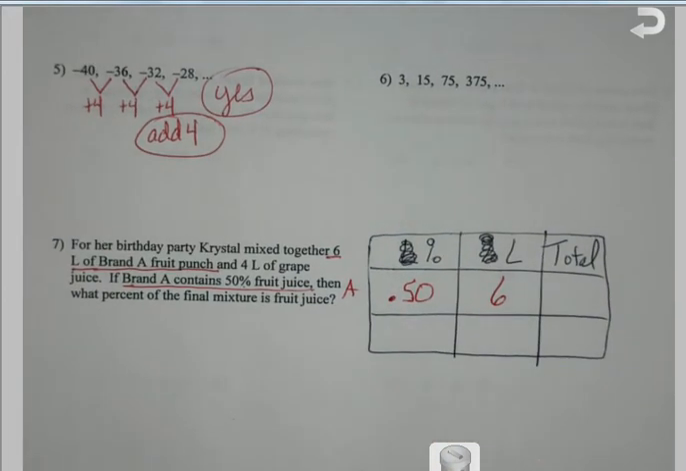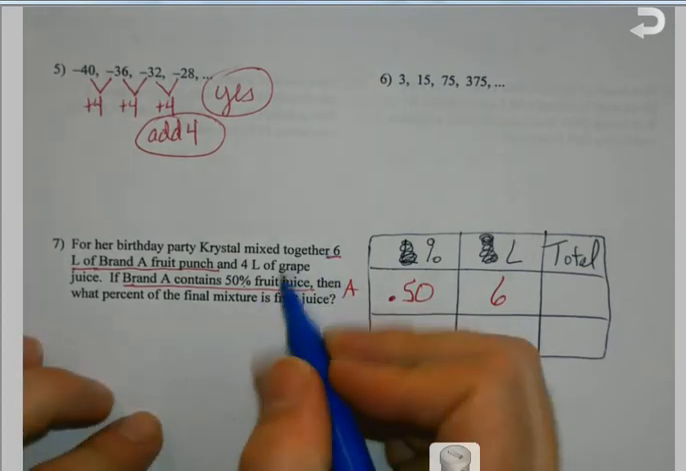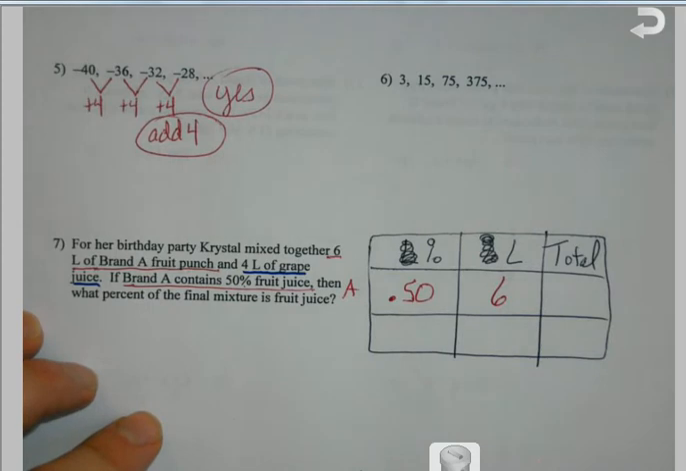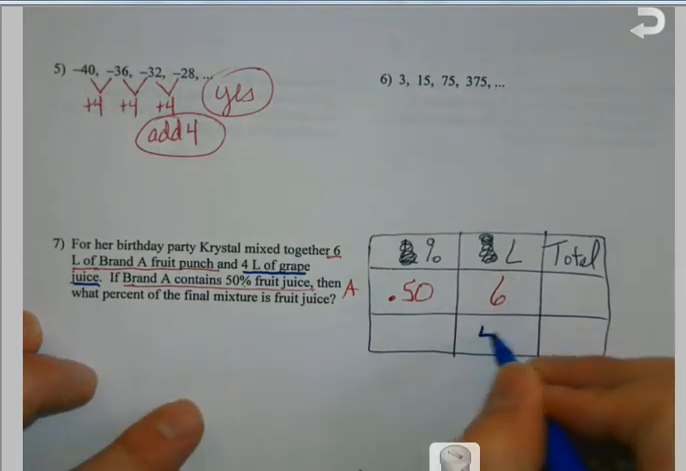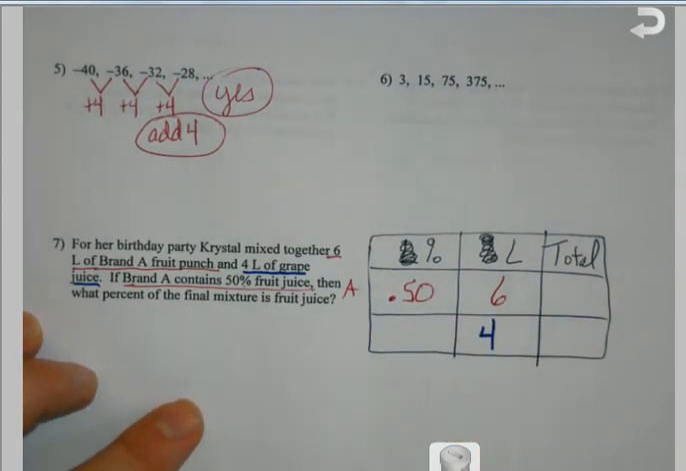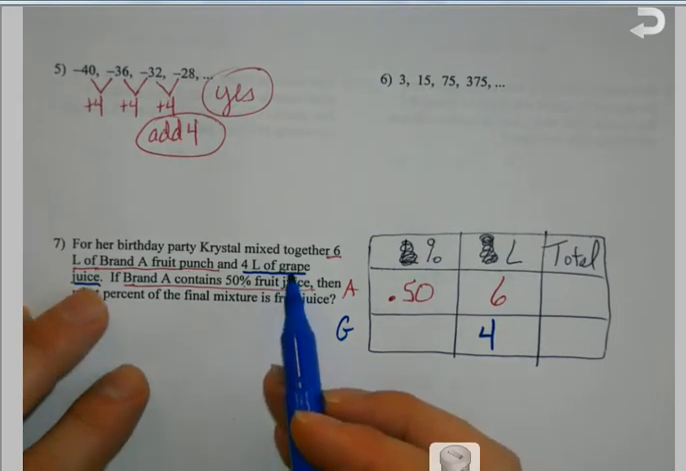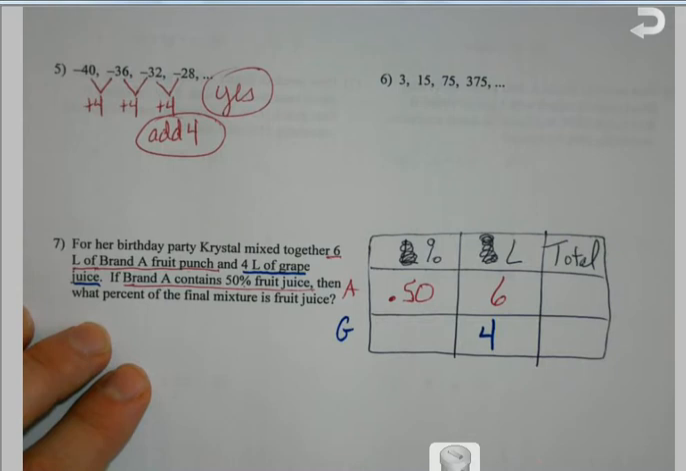Good. So then I look at the next part, and I'm like, okay, well, what do I know about this other one? And 4 liters of grape juice. Okay. So what percent of the final mixture is fruit juice? Now, let's think about this for a second. If it's just straight grape juice, what percentage of that would be fruit? 100. So how do I write 100% as a decimal?